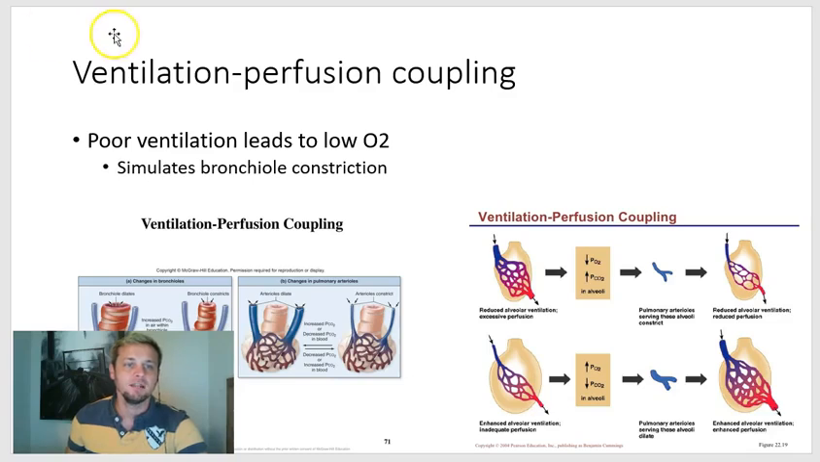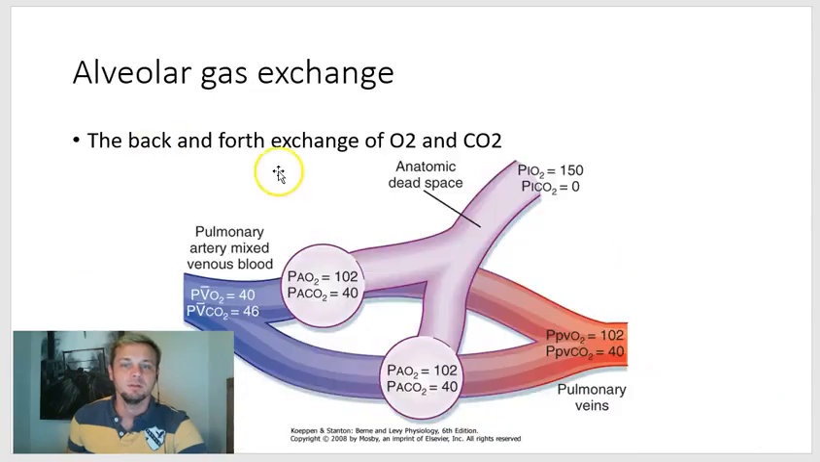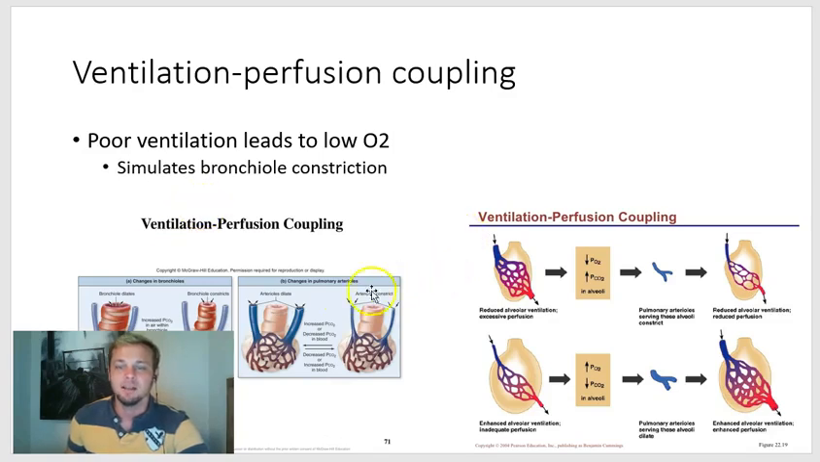There's this thing called ventilation-perfusion coupling. So when you have poor ventilation, so when you have low O2 coming in, if we look right here, if our O2 is low up here, it's going to be low down here, right? That's going to cause this bronchiole to actually constrict. And so if O2 is not making it down here, something is not working, right? And at the same time, that's going to cause these arteries to constrict.